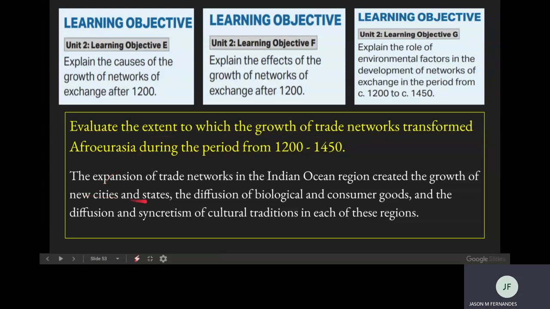And that's where we looked at these cities and states. We looked at the diffusion of these biological consumer goods. We looked at the diffusion and syncretism of cultural traditions. And I gave you examples from all of these different places, right? So those examples would be the body of your essay, right? That's where you prove that this actually happened, right?